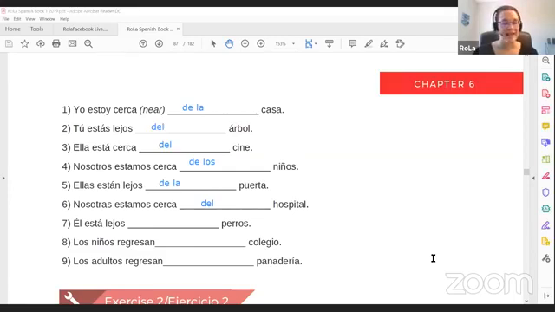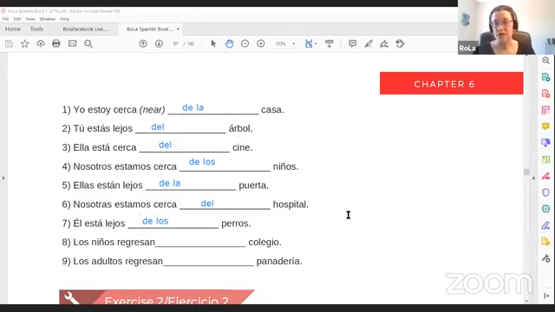Okay, número 7. Él está lejos, and then we have perros. So we can see from this one, it's perro, o, so masculino, masculine, and perros with S, so plural, masculine, plural. So we should say de los. Él está lejos de los perros. He is far away from the dogs.